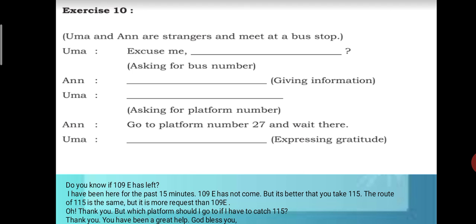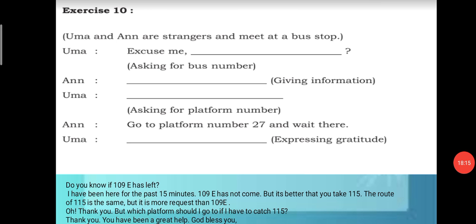So once again, let us look into this conversation. Uma says, excuse me, do you know if 109E has left? So Anne says, I have been here for the past 15 minutes. 109E has not come. But it is better that you take 115. The route of 115 is the same, but it is more crowded than 109E. Okay. Oh, thank you. But which platform should I go to if I have to catch 115? Okay. Then they say, thank you. You have been a great help. Uma says, you are a help for me. Thank you and God bless you. That is leave taking.